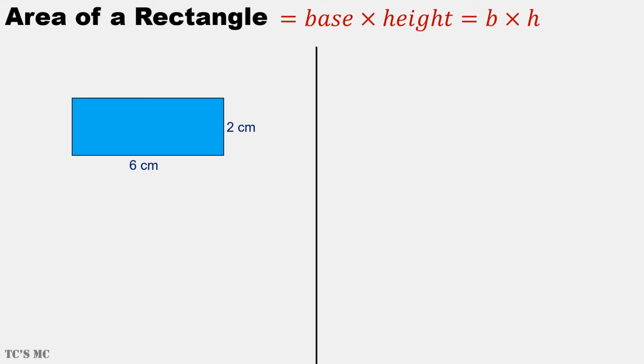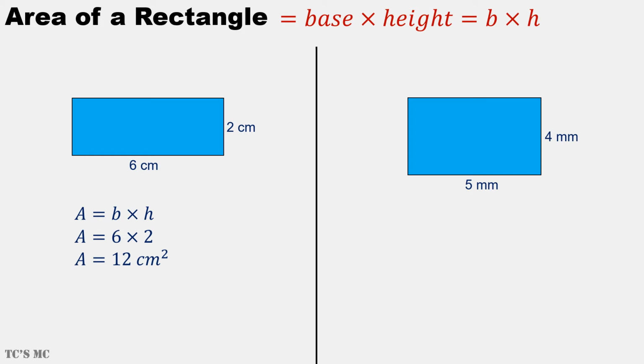When working out the area of a rectangle using the formula, always write out the formula. A equals B times H, substitute, so 6 times 2, which gives us 12 centimetres squared. Don't forget the units.